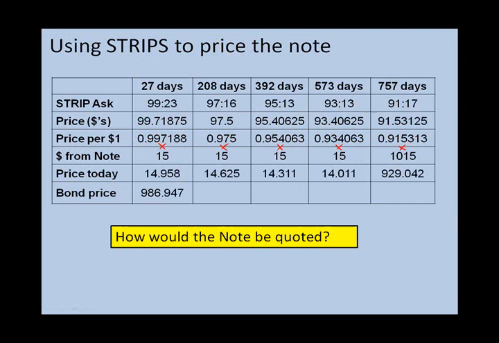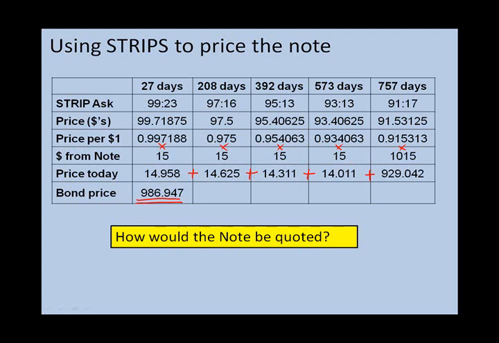Now, to calculate the price of the bond, all we've got to do now, we've discounted all of these payments back to the present day. That's what's here, the price today. To calculate the bond price, we just have to add up the present value of all the different cash flows. If we add up the present values of all these future cash flows, what we get is a bond price of $986.947. How would you quote this note, though?